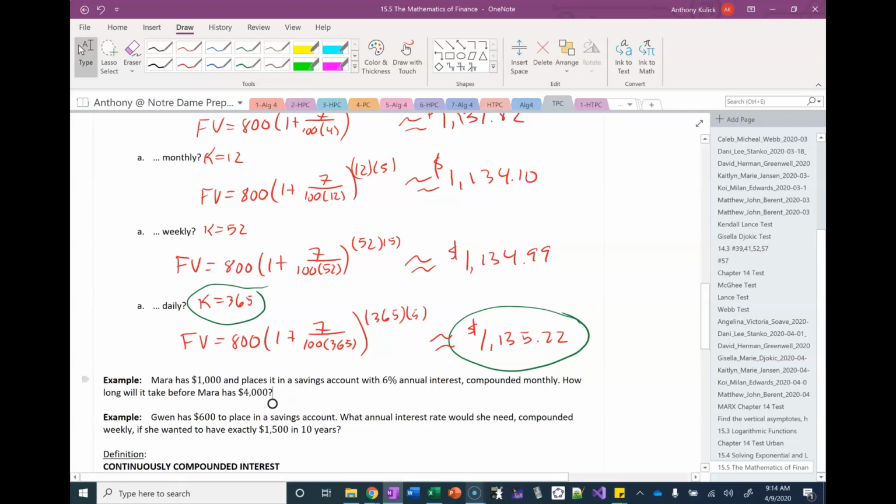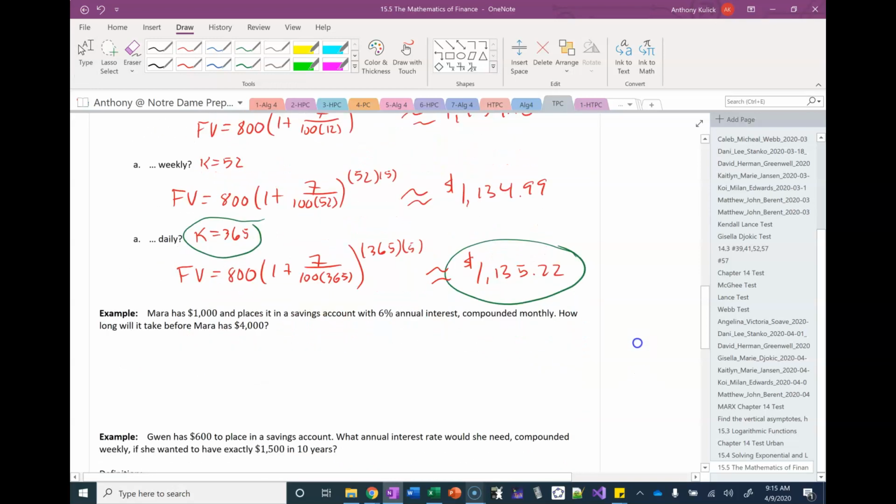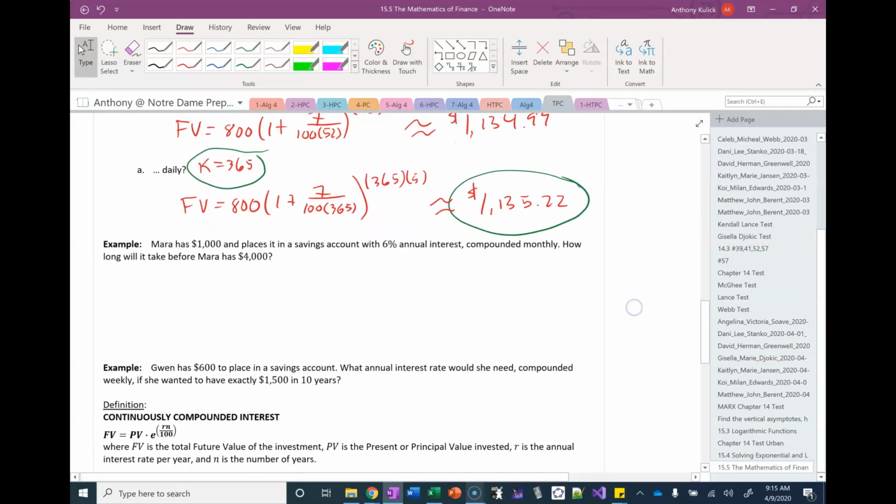Now let's do a couple more examples using this model. So it says Maria has $1,000 and places it in a savings account with 6% annual interest compounded monthly. How long will it take before Maria has $4,000? Notice this question is asking how long, and we know it's a compound interest formula.